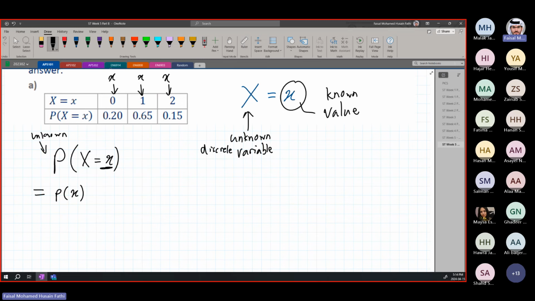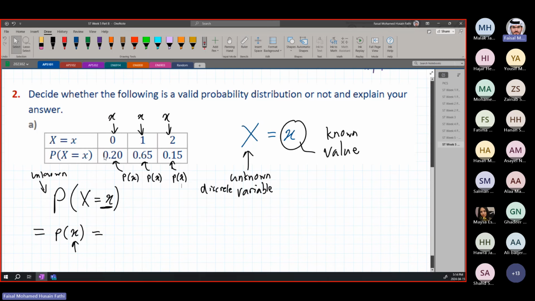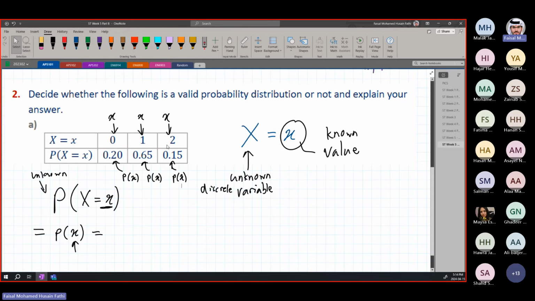So when you write it as small p of x, it means you already know what the value of x is, so you can find the probability. All of these values here are your small p of x, the actual probability of this occurring. So this is your event 0, 1, 2, and this is the probability of that event occurring. This is all that this means. So the question asks if this is a valid probability or not.